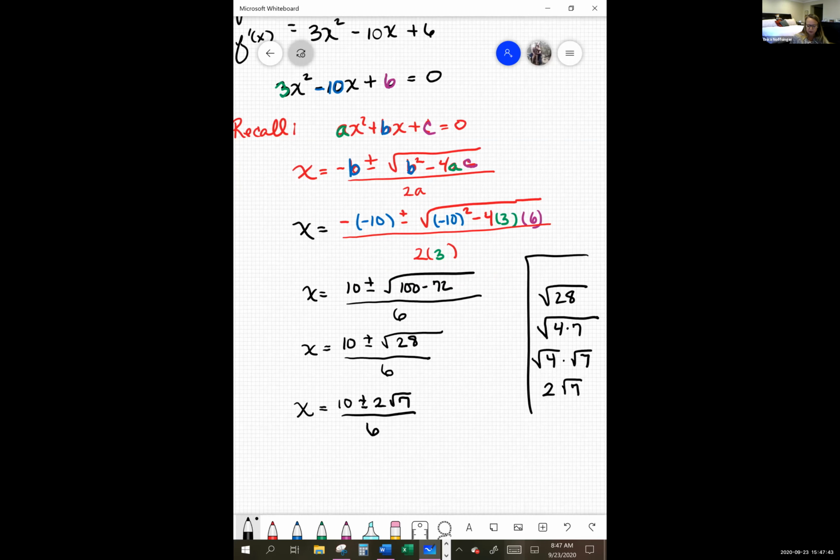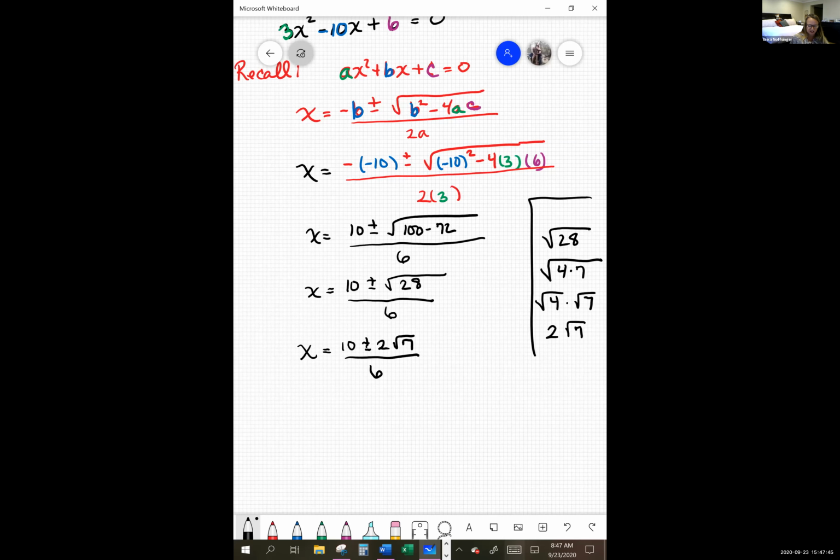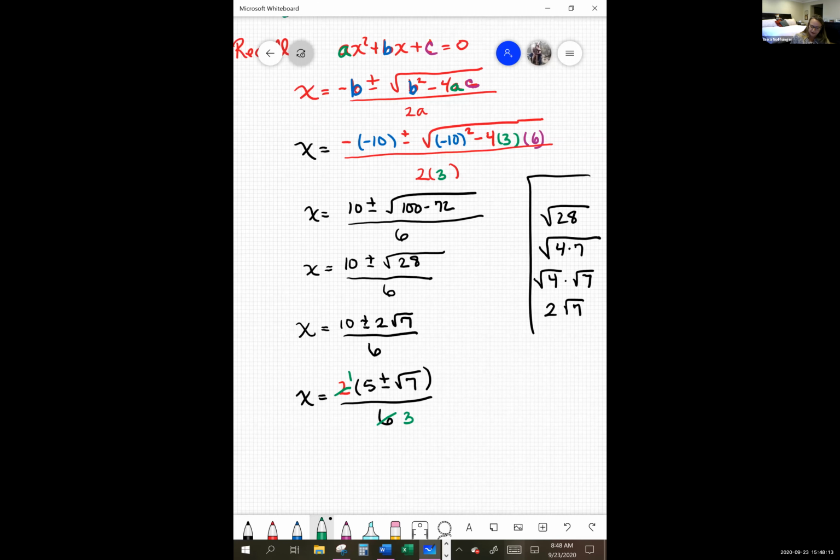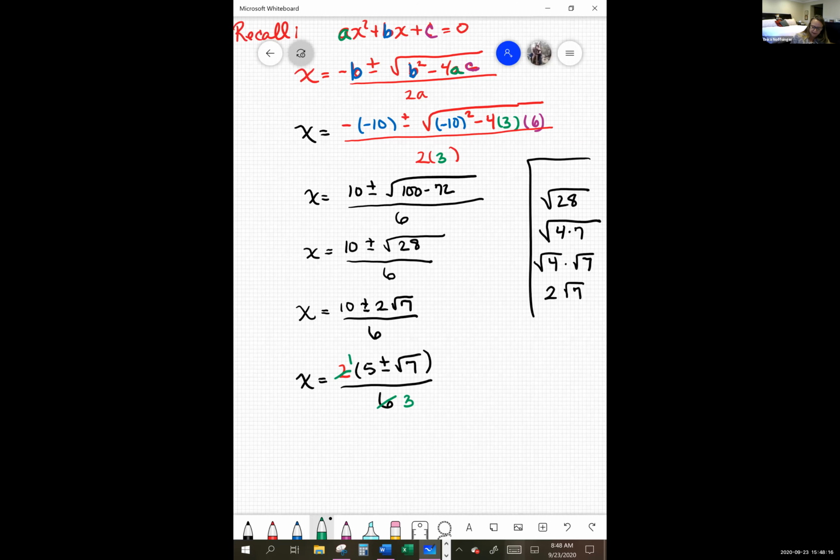So we can simplify. We could pull a 2 out of the 2 terms on top so that it can simplify with the 6 on the bottom, so that it's in factored form. If we pull 2 out of the top, 2 out of 10 leaves a 5, plus or minus. Pulling a 2 out of the 2 root 7 is just root 7, all over 6. 2 goes into 6 3 times, and 2 goes into 2 once. So x is 5 plus or minus root 7 over 3.